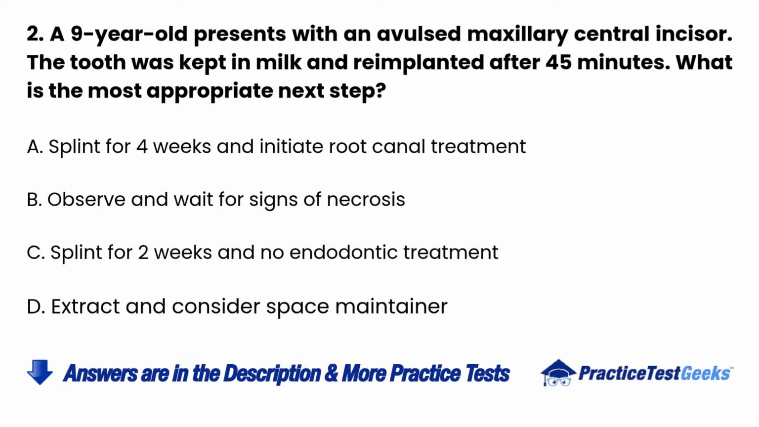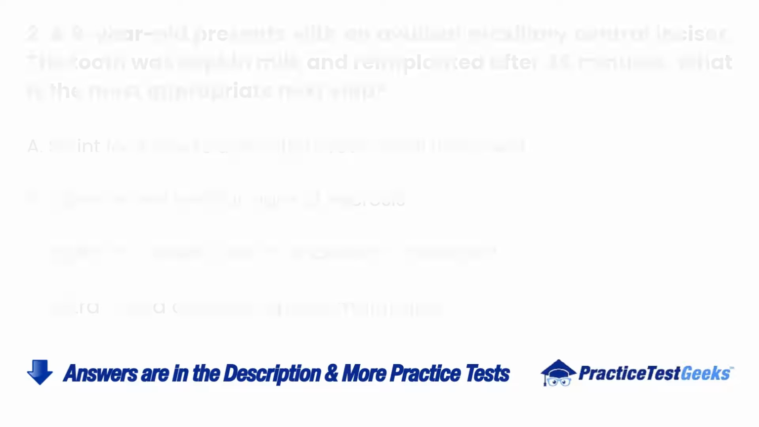2. A 9-year-old presents with an avulsed maxillary central incisor. The tooth was kept in milk and reimplanted after 45 minutes. What is the most appropriate next step? A. Splint for 4 weeks and initiate root canal treatment. B. Observe and wait for signs of necrosis. C. Splint for 2 weeks and no endodontic treatment. D. Extract and consider space maintainer.